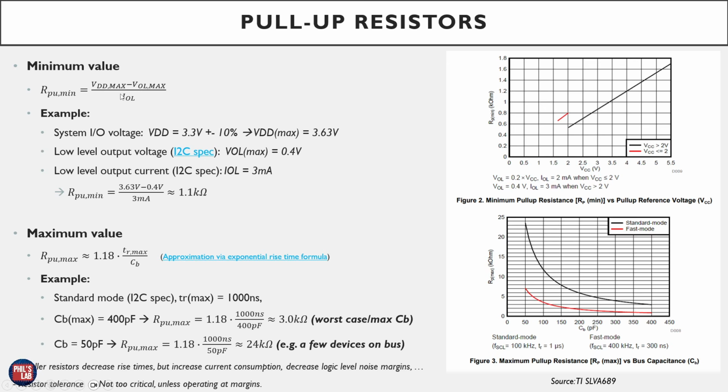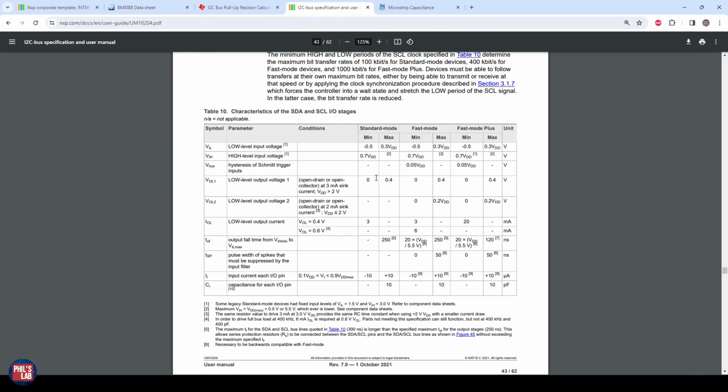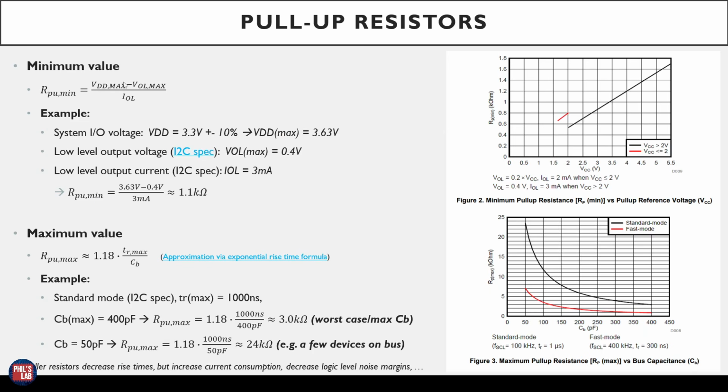So let's see what those values are. If we go to the I2C bus spec, for example, UM10204 by NXP, and looking at table 10, we can see typical parameters and characteristics of the SDA and SCL lines, including their logic level highs, logic level lows, output currents, and so on. For our equation, we need VDD max, which we just take from our system I/O level voltages, but we need VOL max and IOL. Essentially, all we're doing with this equation is basing this on the output low level and dividing by the permissible current to get our pull-up resistor value.